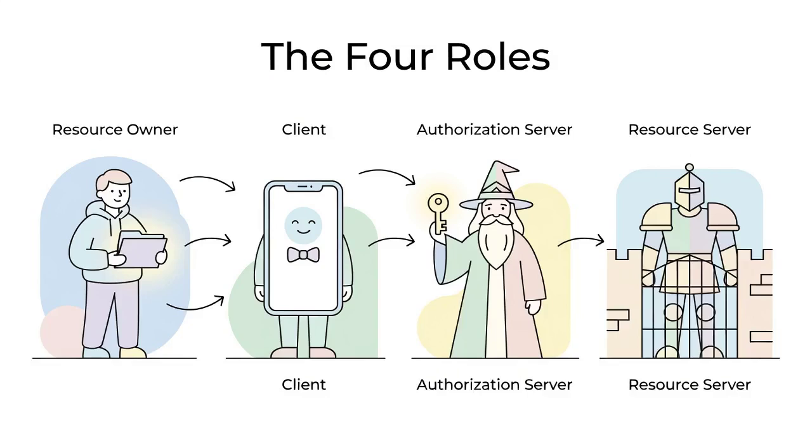Every OAuth flow involves 4 roles working together. The resource owner is the user holding the data. The client is the app that wants access. The authorization server is the trusted token issuing service. And the resource server is the API that guards the actual data. Information flows from owner, through the client, over to the auth server for a token, and finally to the resource server to fetch what's protected.